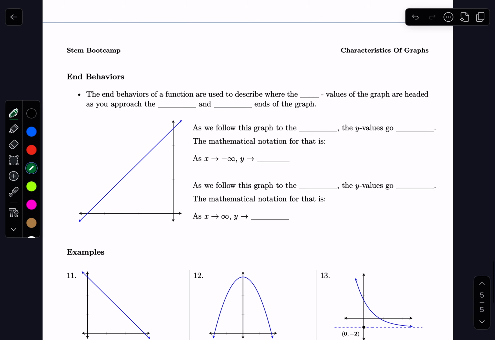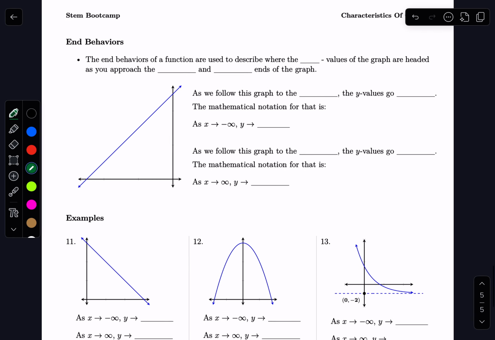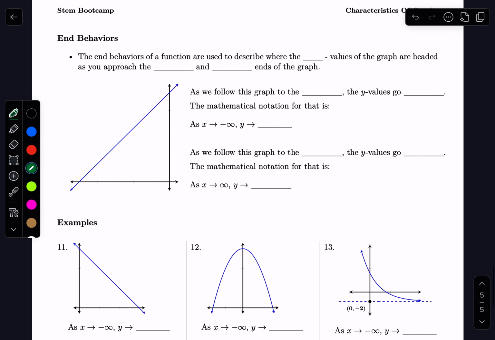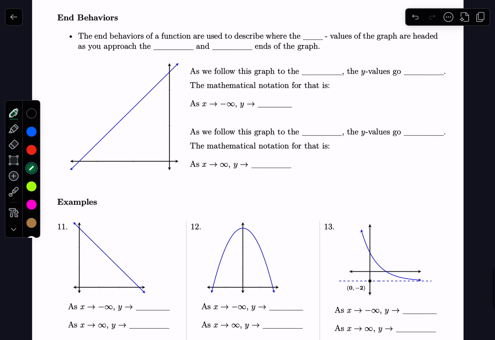All right, last thing we're going to talk about is end behavior. And end behavior comes up quite a bit because it's how we describe what happens over the long term for functions.